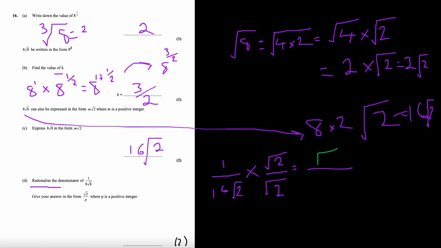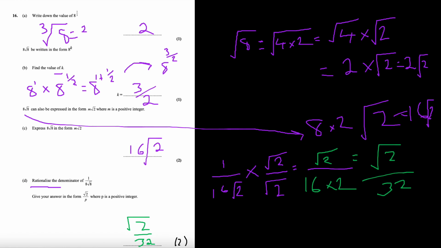1 times root 2 is root 2. And 16 root 2 times root 2. Well, root 2 times root 2, guys, is root 4, which is going to be just 2. So 16 times 2, which is 32, is equal to root 2 over 32. And that can't be simplified any further.